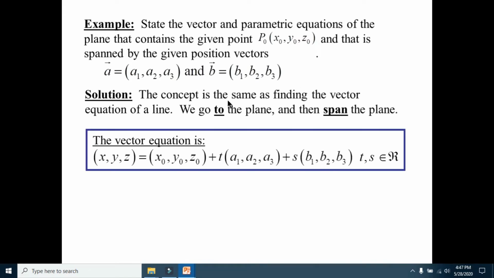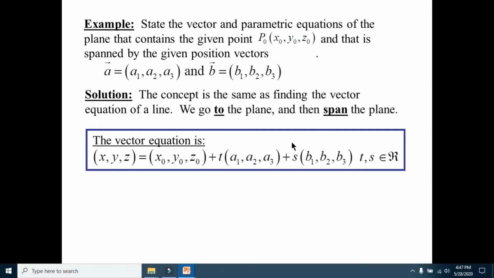And so the idea is we go to the plane and then a linear combination of the spanning set, where t and s are any real numbers. So going to the point that we know is on the plane, this will do that, and then tA plus sB gives us our linear combination of the spanning set.